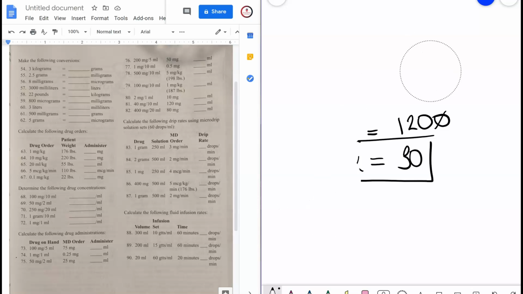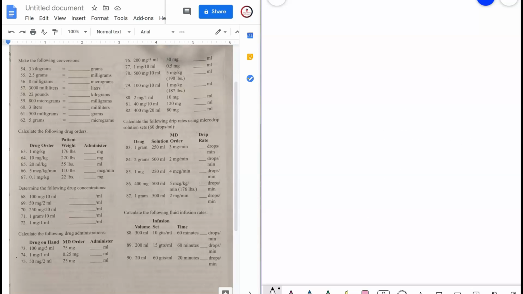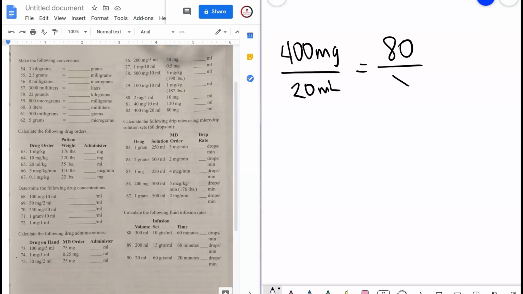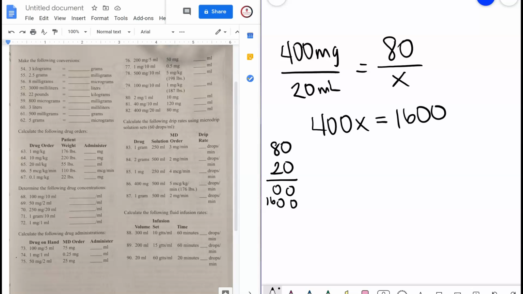All right, last question from this section. You have 400 milligrams in 20 ml, and you want to give 80. So 400x equals 80 times 20. Let's do that here for you. Okay, first things first, let's simplify. Now you're going to divide both sides by 4. 4 goes into 16 4 times.